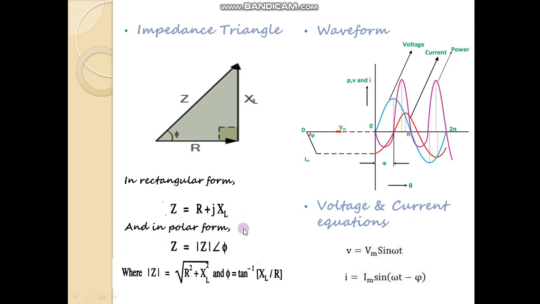In polar form it will be Z equals mod of Z at an angle phi, where mod of Z means the magnitude of Z, and it is given as under root R square plus XL square, and this phi will be given as tan inverse XL by R. This is the waveform for this RL series circuit. See, the voltage starts from reference and the current is lagging the voltage by an angle phi. So V equals Vm sin omega t and I equals Im sin (omega t minus phi).